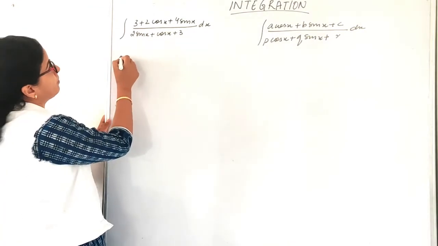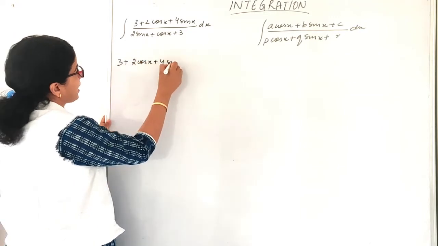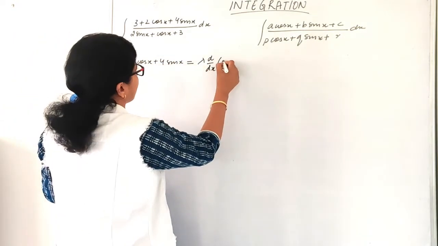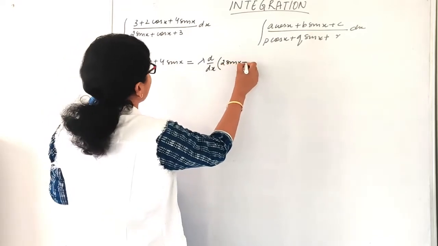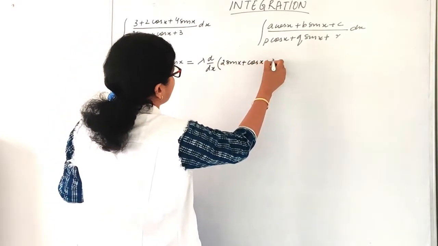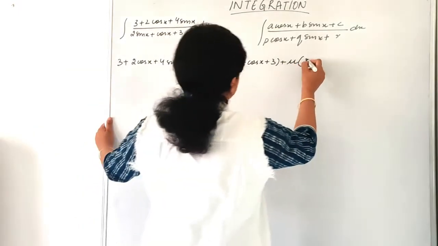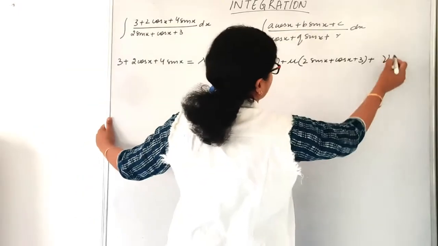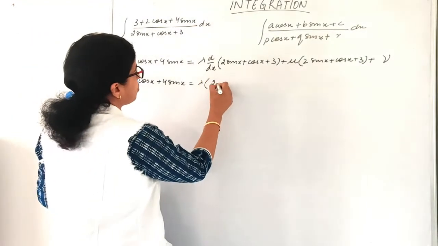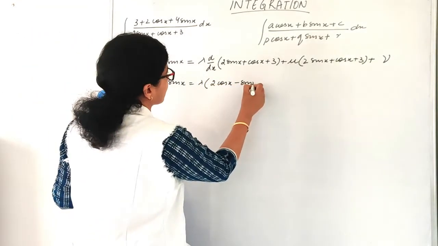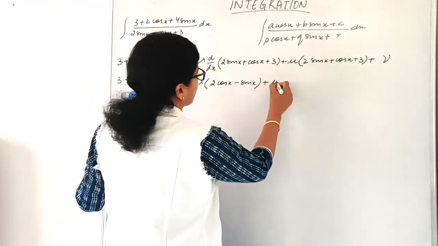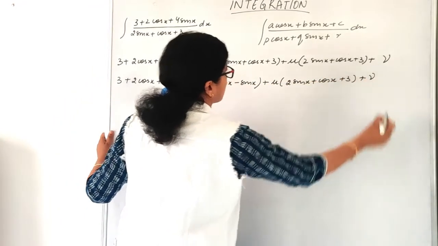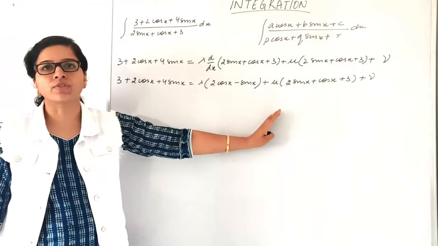So it will become 3 plus 2 cos x sin x equals lambda d upon dx of the denominator, exactly like what we did in the previous question, plus mu. Again the denominator we will write, and here we introduce one more constant, nu. So now it becomes 2 cos x minus sin x, this is 0, plus mu times 2 sin x plus cos x plus 3, plus nu. Now we will compare the coefficients of sin x and cos x.